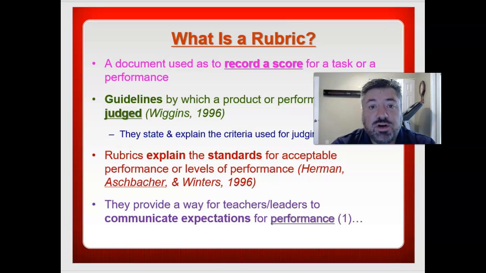And then your basic rubric will explain the standards for acceptable performance or levels of performance. These would be your performance descriptors that we'll learn later in this chapter. And that was a quote from the textbook as well, from Herman, Aschbacher, and Winters in 1996. Rubrics provide a way for teachers or leaders to help communicate the expectations for performance, and then how to document it, artifact it, and record a score.